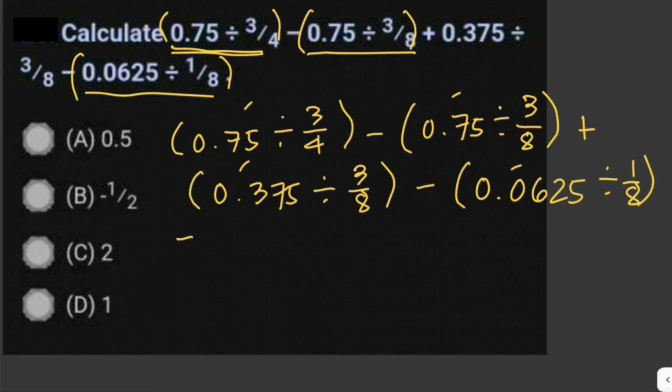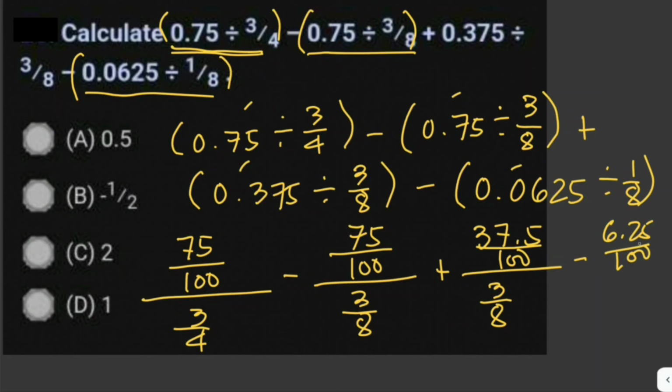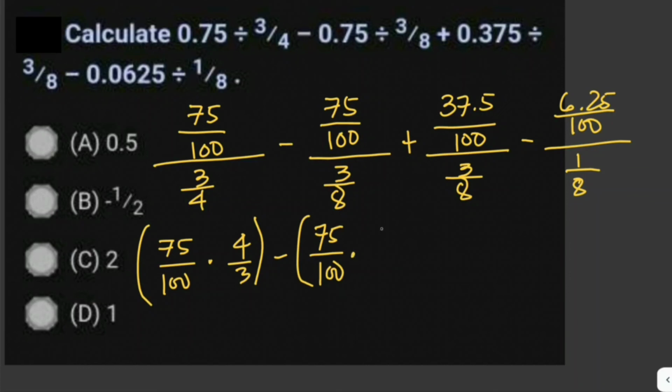So we can write all the decimal numbers here as fractions. So we can write 0.75 as 75 over 100, that is divided by 3/4, minus 75 over 100 over 3/8, plus 37.5 over 100 divided by 3/8, minus 6.25 over 100 divided by 1/8. And now it will be easier for you to calculate everything. And now we can write this as 75 over 100 times 4 over 3, minus 75 over 100 times 8 over 3. I'm just trying to dissect everything.